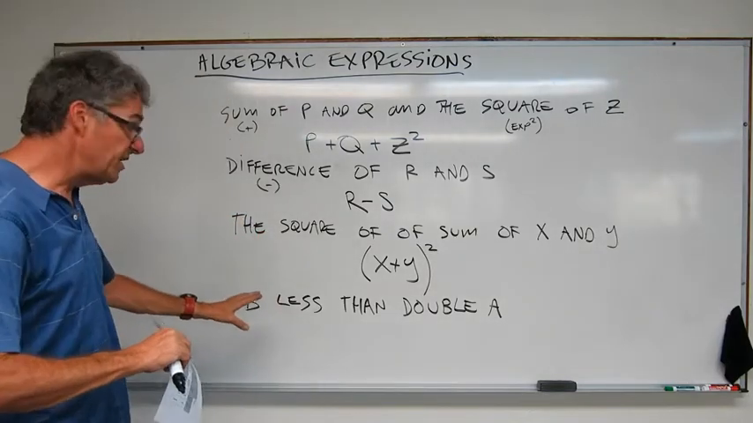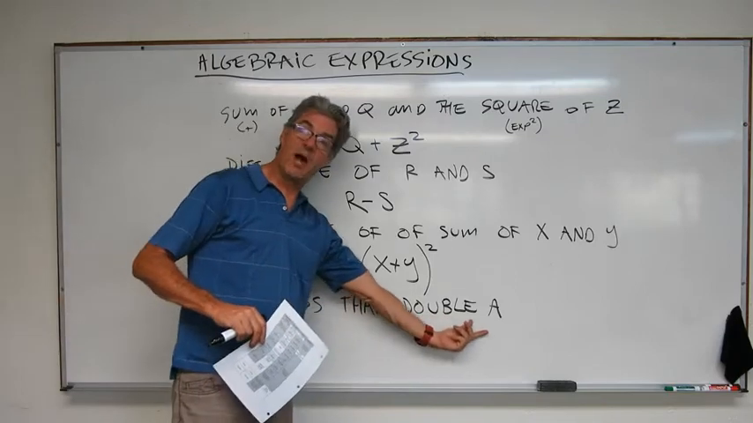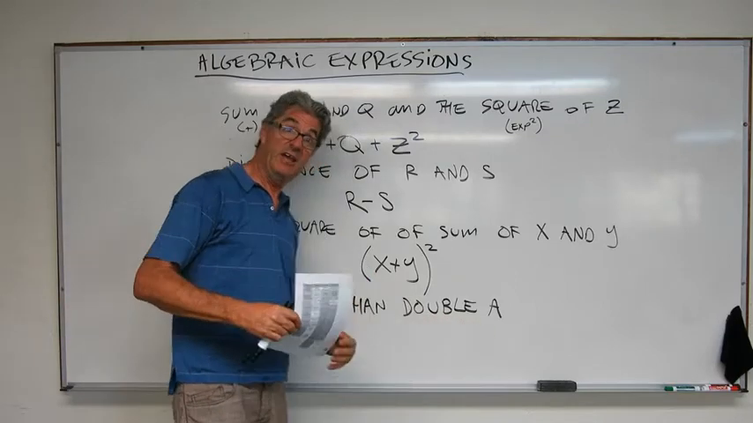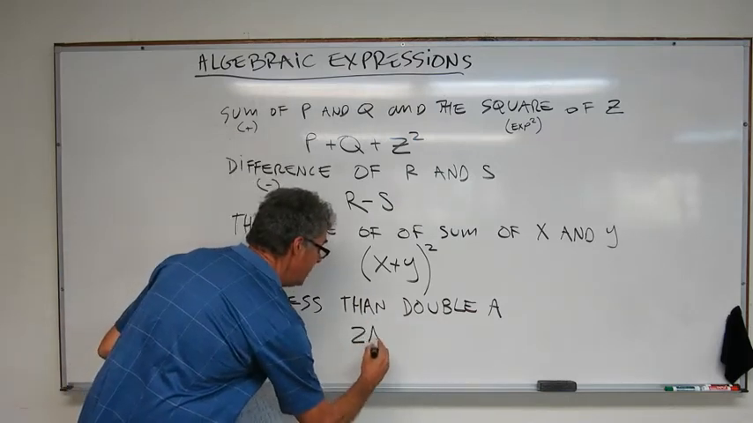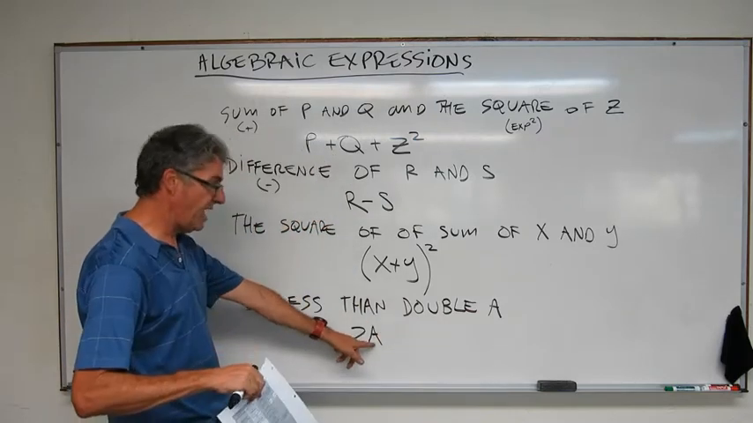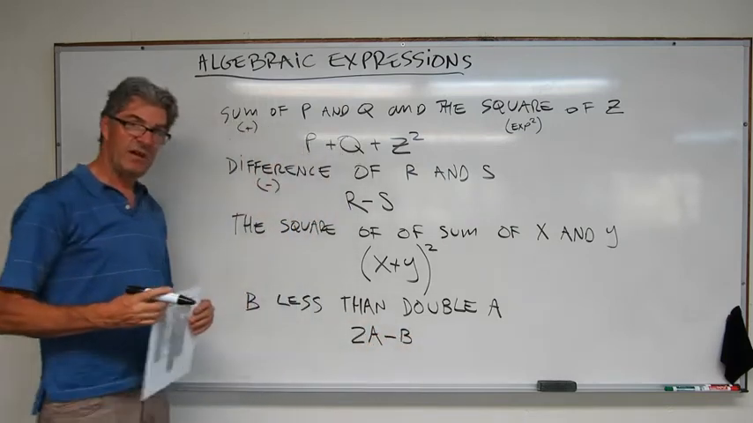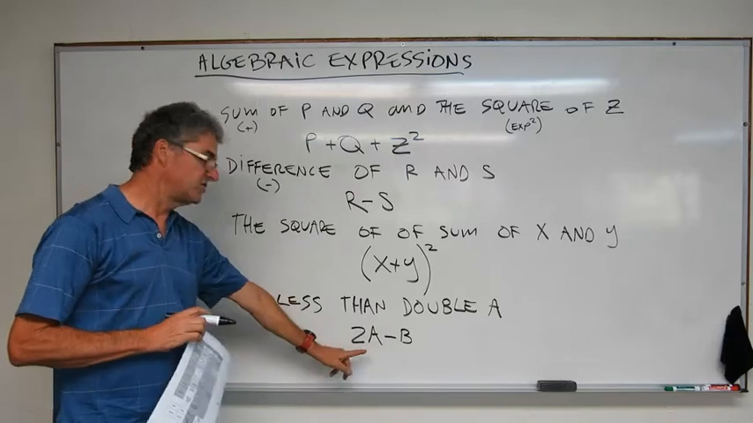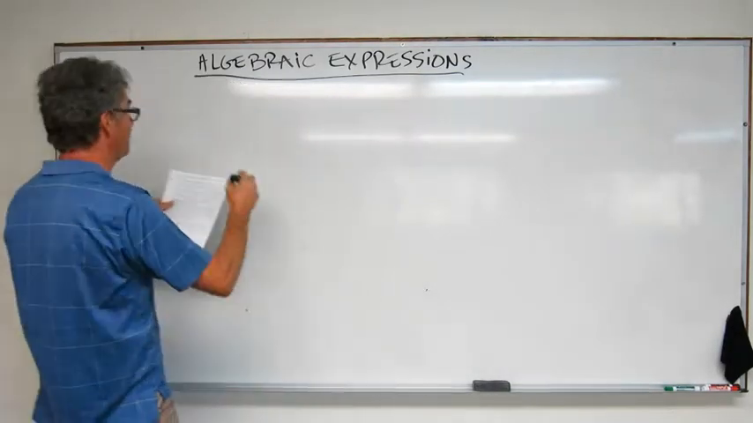So what's really going on here is we're taking B away from twice A. Okay? So to do that, I'm going to write twice A, which is 2A. That's double A minus B. Okay? So this is B less than twice A. Okay? Okay, let's try this one.